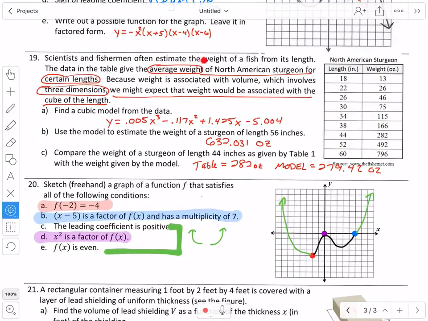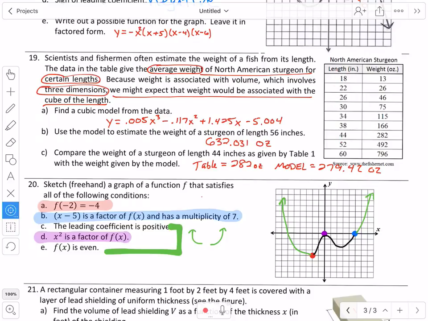Number 19. Scientists and fishermen often estimate the weight of a fish from its length. Cool. Thanks, science. The data in the table gives the average weight of North American sturgeon. I think that's pronounced sturgeon. I'm not that smart, but don't tell anyone. For certain lengths. Because the weight is associated with volume, which involves 3 dimensions, we might expect that weight would be associated with the cube of its length.